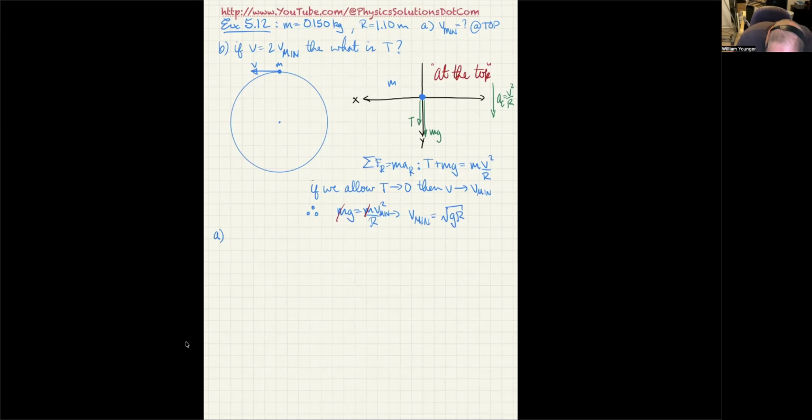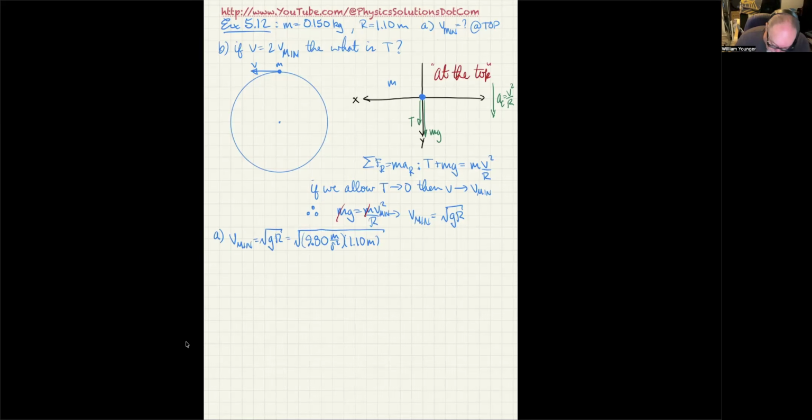I can go ahead and say v min is equal to the square root of g times r, which is equal to the square root of 9.80 meters per second squared times the r, which is 1.10 meters. You see that when we multiply meters times meters per second squared, you get meters squared per second squared, and the square root of that is just meters per second, which is exactly what we want. So I take 9.80 times 1.1, and that gives me 10.78.